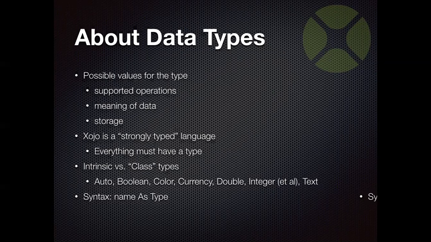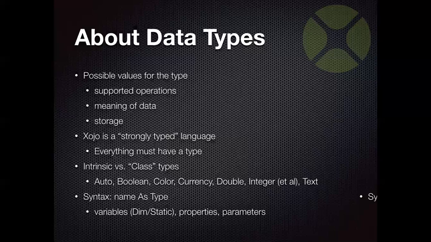So the syntax for defining your type for something is just the name, keyword as, and then the type name. If you're declaring variables, you'd use the dim or the static command to declare the variable in your code. If you're just declaring properties, you just put name as type. And you can actually type that in the name field in the inspector, and it'll break the type out into the type field separately for you. Or you can type them in separately as you want. And the same thing with parameters to methods or events or whatnot. You use the name as type to specify the type of the item.